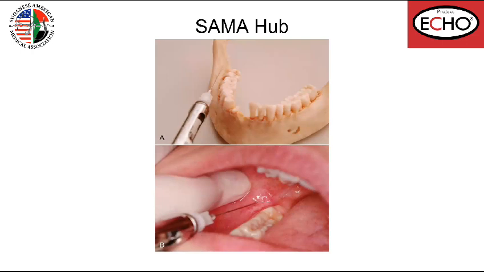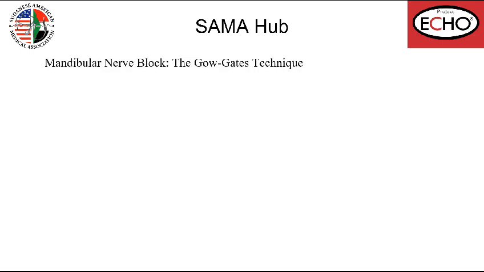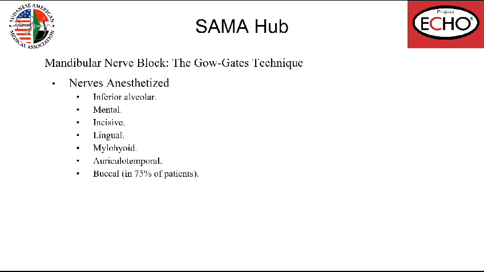This is the technique of giving long buccal nerve block. Now also we have Gow-Gates technique, which is almost similar to the inferior alveolar nerve block, but at a higher level.